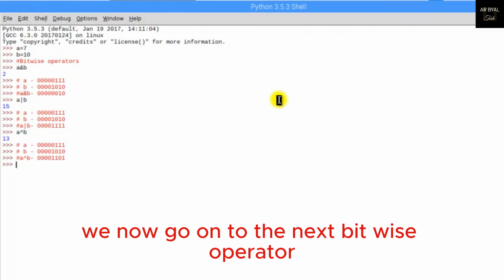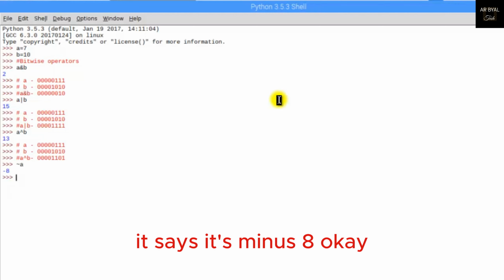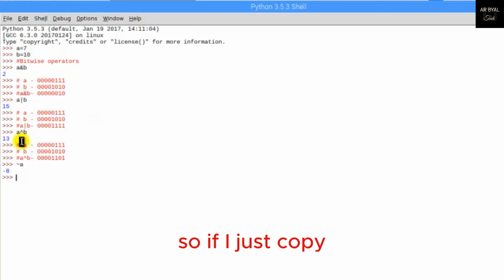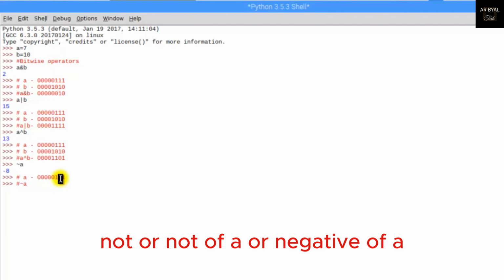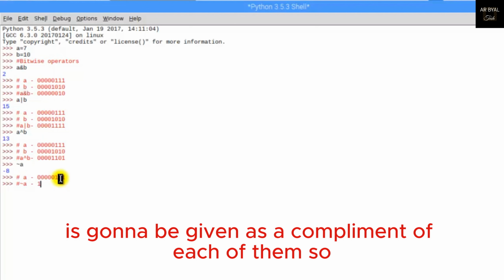Okay. We now go on to the next bitwise operator, that is not of A. It says it's minus 8. Okay, what is not of A? And that's minus 8. So if I just copy A, I put it up here, not of A, or negation of A, is going to be given as a complement of each of them.